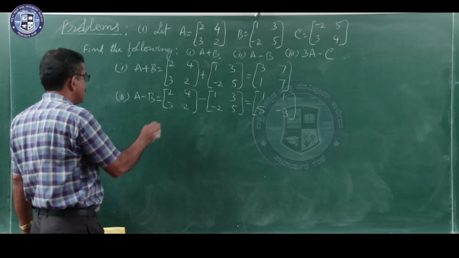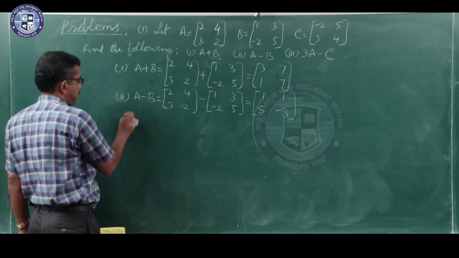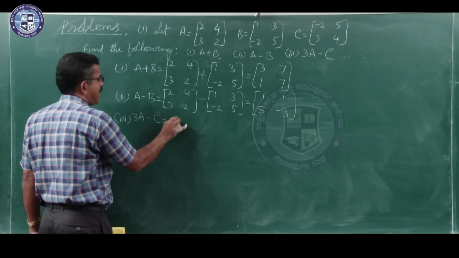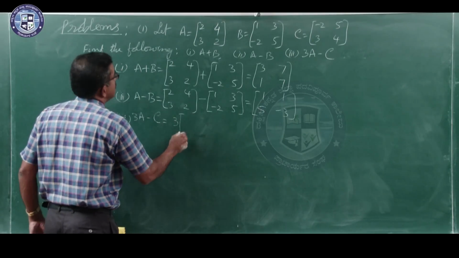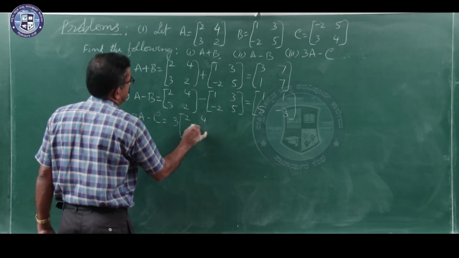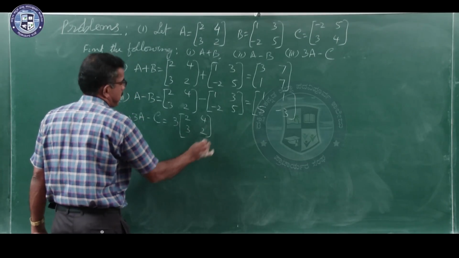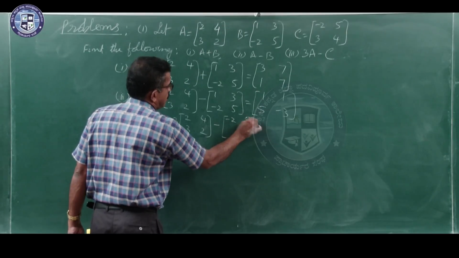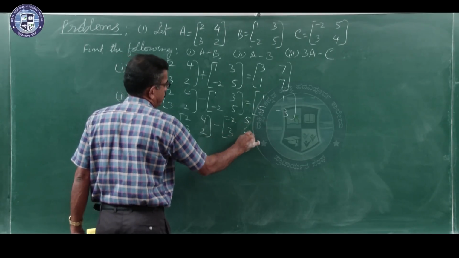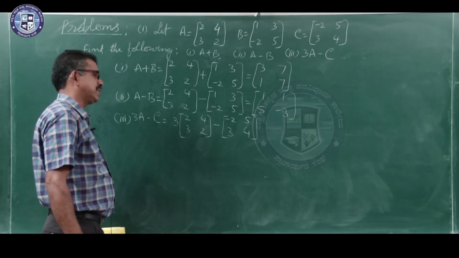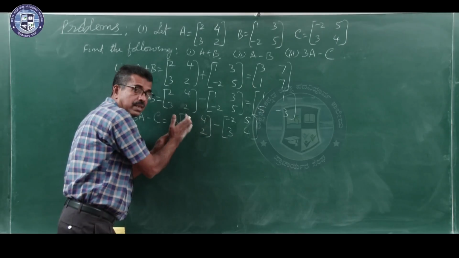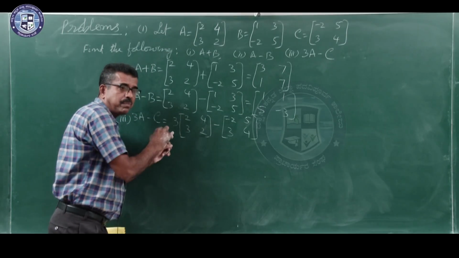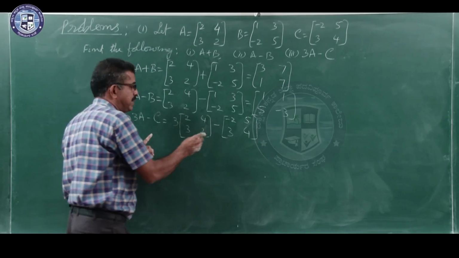Now, what is the answer to the third question here? You are asked to find 3A minus C. Let me write it as 3 times A, where A is 2, 4, 3, 2, minus C. What is C? The last matrix: minus 2, 5, 3, 4. You go step by step. First, let me multiply. It is a matrix multiplied by a scalar. Every element of this must be multiplied by 3.